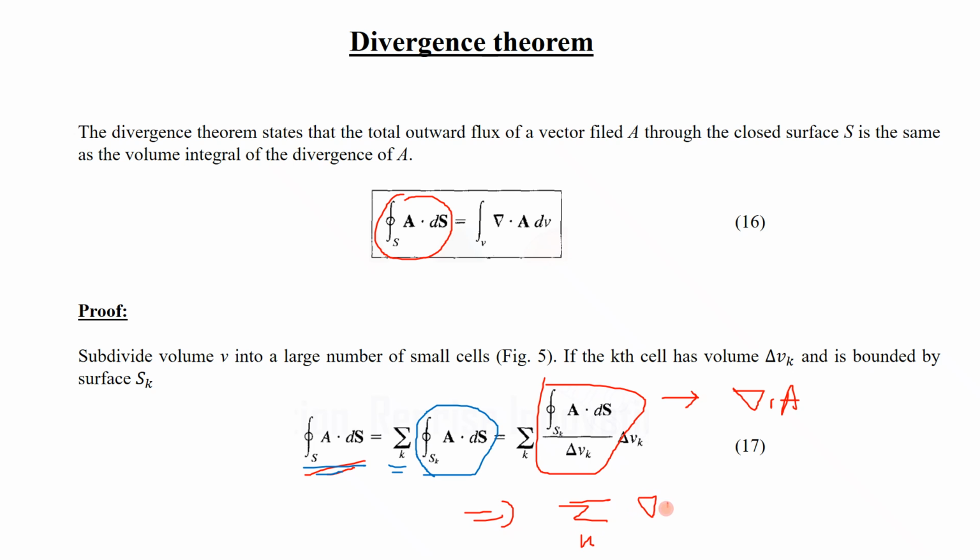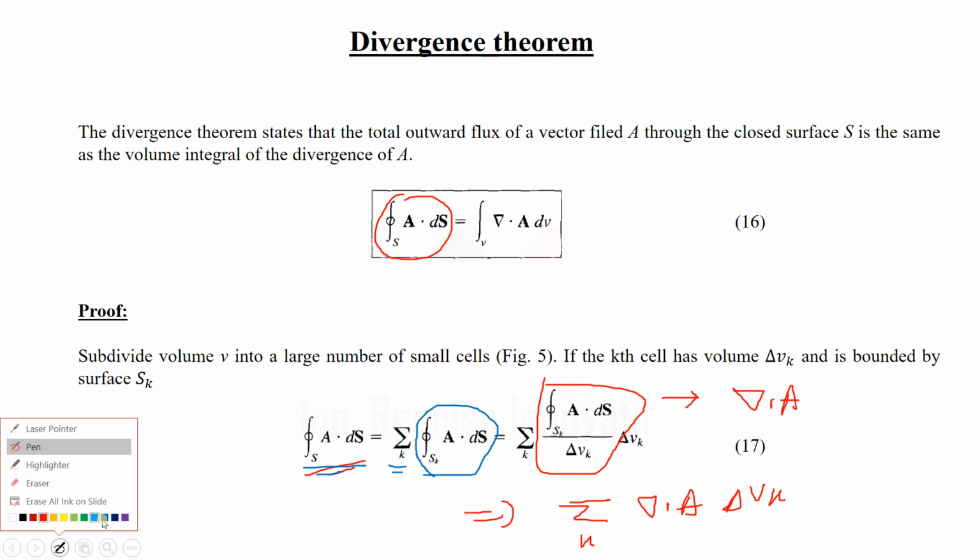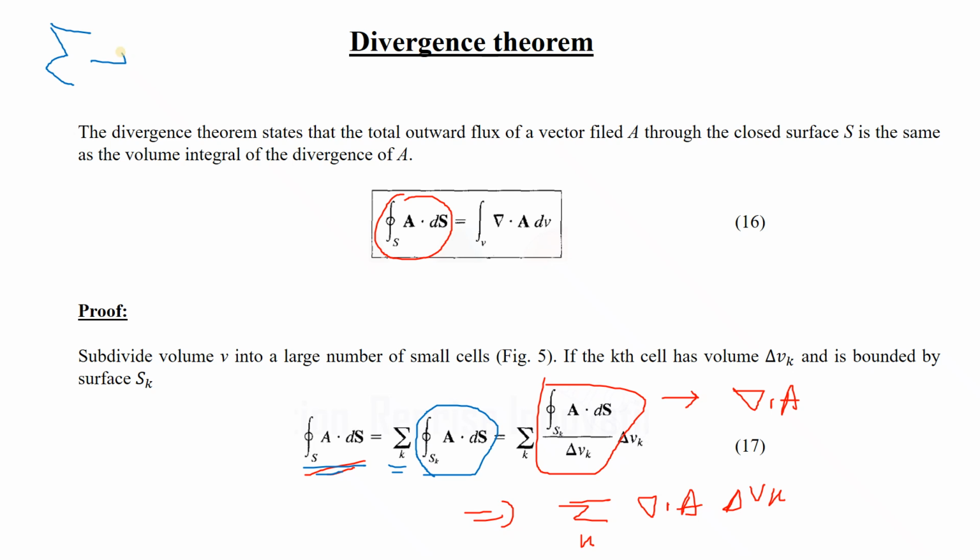So what can we write here? What will be the next step? Divergence of A times delta Vk. Now we also know that in statistics we use summation. But if it is a continuous summation, then we can transform it into an integration also. Same thing. Integration is also summation but in continuous form. So we will write this as the volume integral of divergence of A.